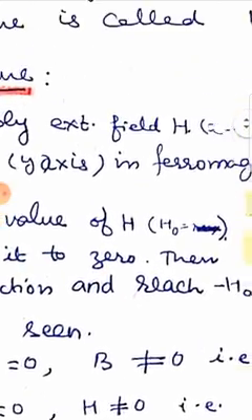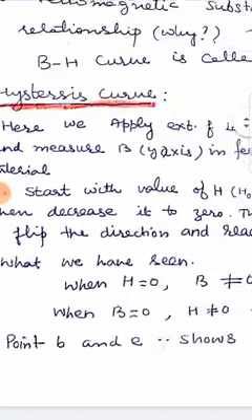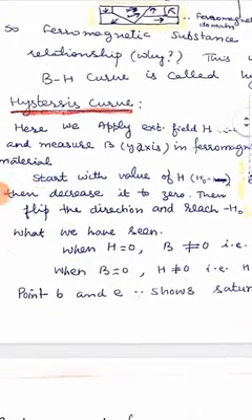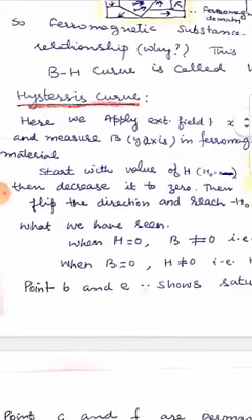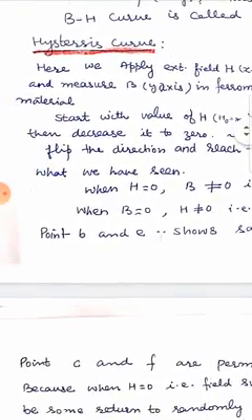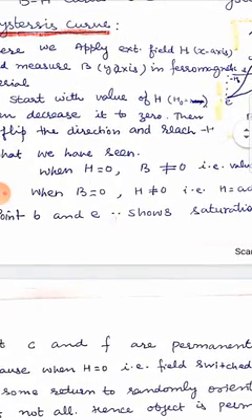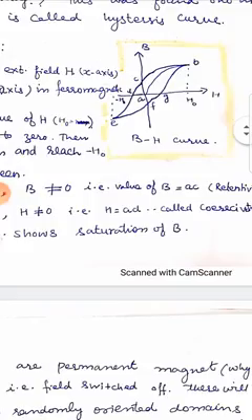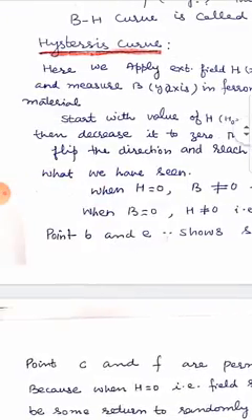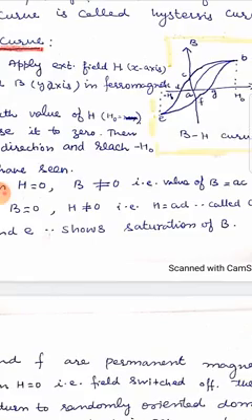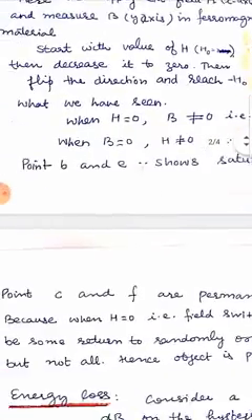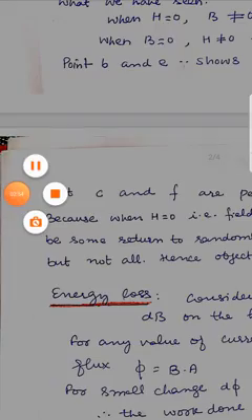So here I have written that we apply the external magnetic field on the x-axis and measure the B along the y-axis in the ferromagnetic material. Starting with the value H0, then decrease it to 0, then flip the direction to minus H0. What will happen, we will see. When H is equal to 0, B is non-zero. This is called the retentivity, that is the residual magnetism. When B is 0, H is non-zero, then H is called the coercivity. And points B and E show the saturation of B.